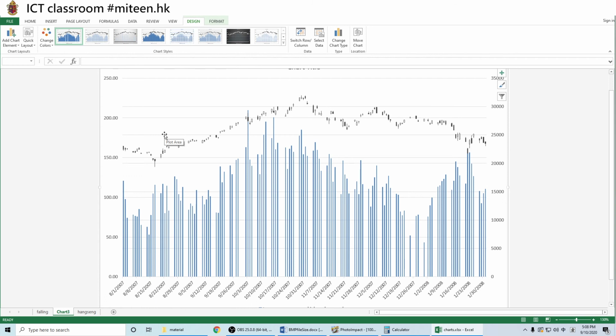Oh, Adams, thank you very much. Now I know how to make stock charts and I can interpret the meaning of the candles. Thank you very much, Adams.